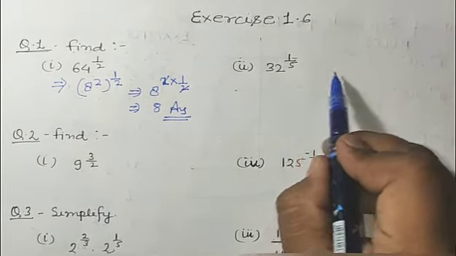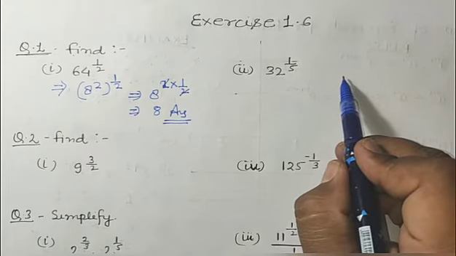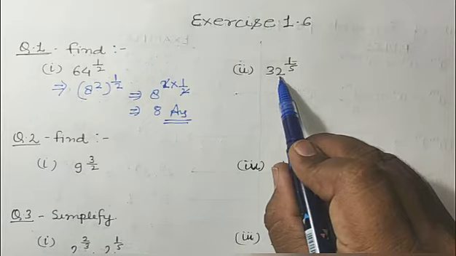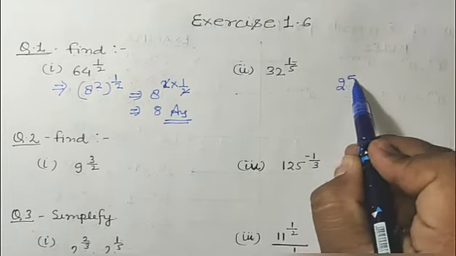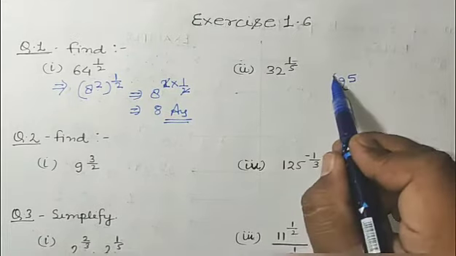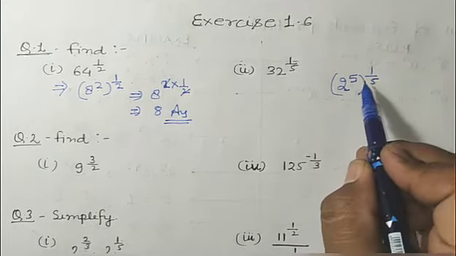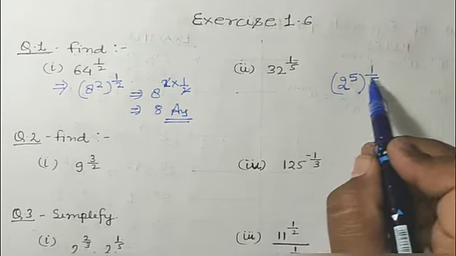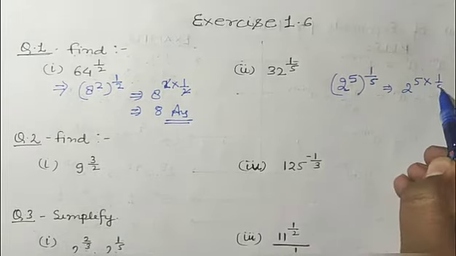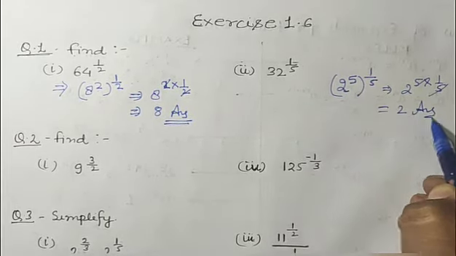Second part of this question is 32 to the power 1 by 5. Firstly we will try to write 32 as a power of 5. If you factorize 32, you will get what? 2 to the power 5. The value of 2 to the power 5 is 32. So you can write it like 2 to the power 5, the whole to the power 1 by 5. Power and power, so it will be multiplied: 2 to the power 5 into 1 upon 5. 5 and 5 will cancel out, and 2 will be your answer.